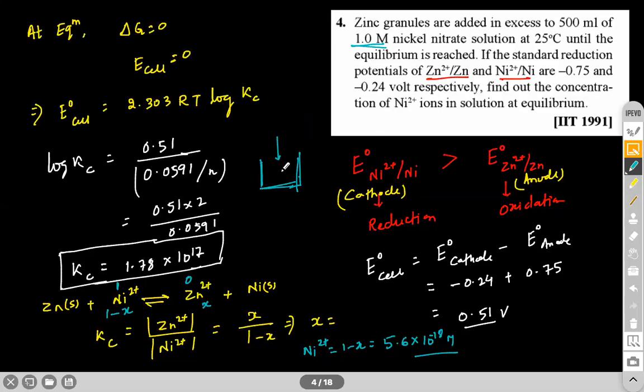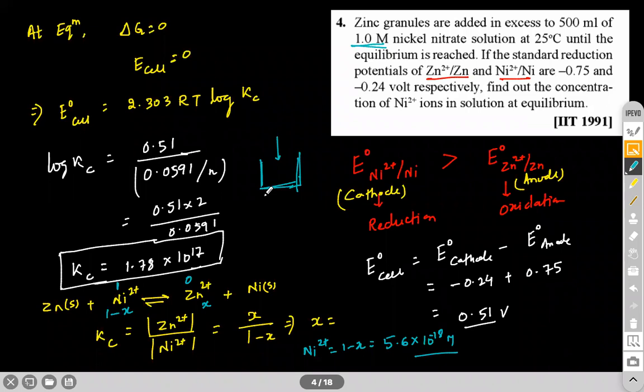When you mix zinc granules into this, then there will be a redox reaction, deposition, and other reactions take place. So the concentration of nickel in this nickel nitrate solution changes. Hence, we cannot take 1 molar nickel nitrate solution there, right? Means in the Kc expression, we cannot take the concentration of nickel as 1, right? That's why we have written this Kc expression separately.